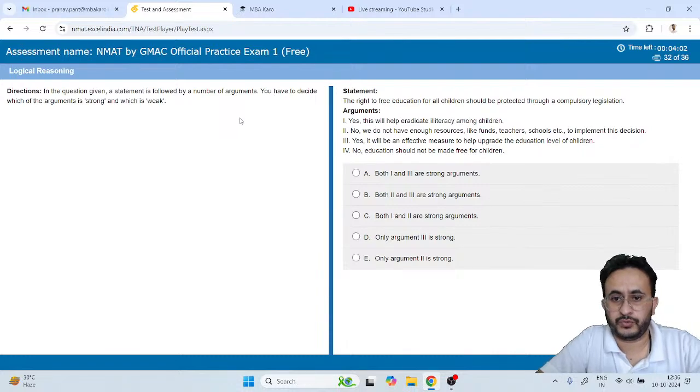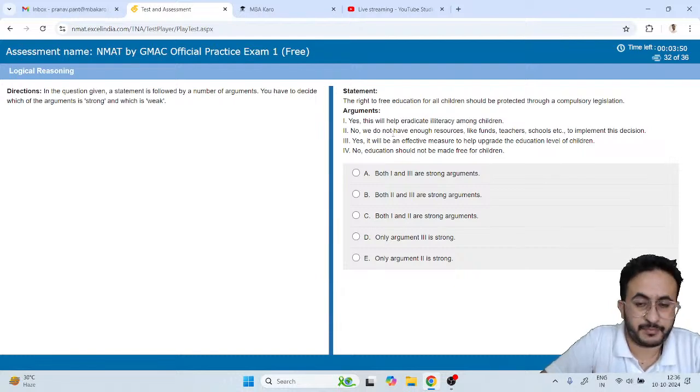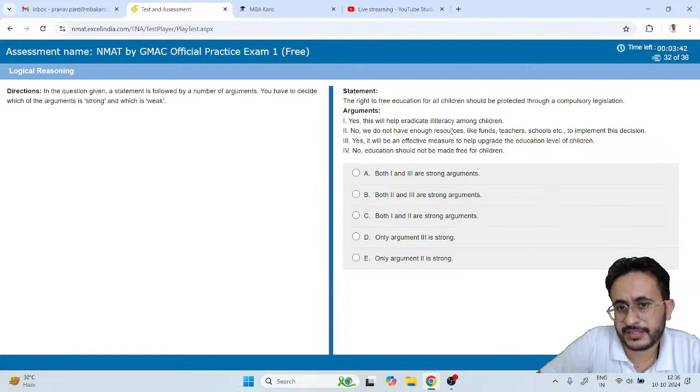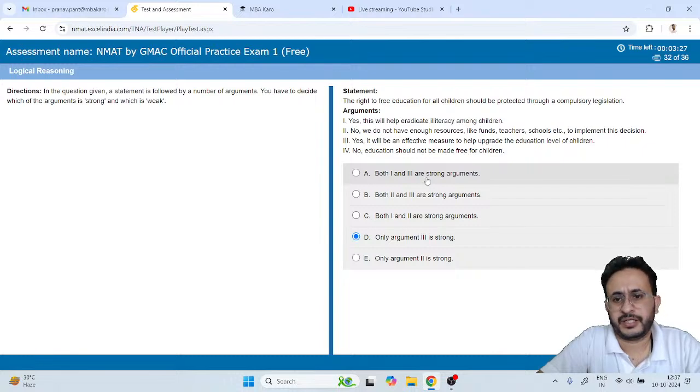Okay, so the statement: right to free education shall be put to compulsory legislations. Yes, this will help eradicate illiteracy. Not necessary that it will help eradicate. Eradicate means complete removal. No, we do not have enough resources like funds, so that is not a valid argument. Effective measure. Okay, effective measure. Yes, so three looks strong. Okay, 1 and 3 can also be chosen. Eradicate illiteracy.